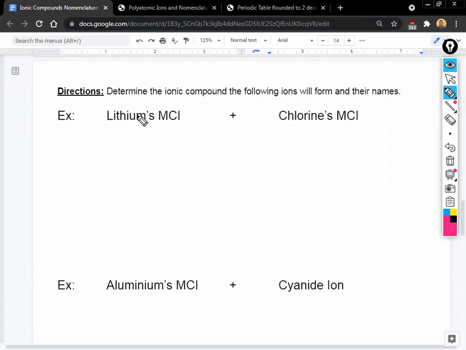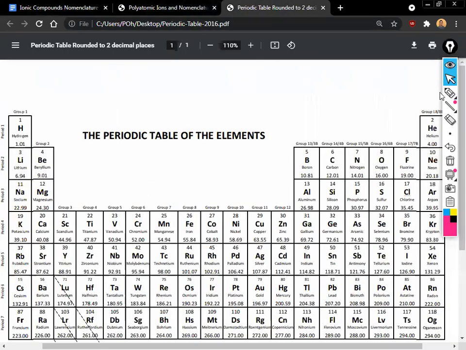But let's look at lithium's ion charge and chlorine's ion charge. Again, if you feel confident doing this, you can zone me out for a second and find the answer on your own. But let's go through the first one together. Okay, so if we go to the periodic table, we have lithium right here, and we have chlorine right here. So what is lithium's ion charge based on the pattern? Yeah, +1. So we'll have Li+. And what about chlorine? What's chlorine's ion charge?